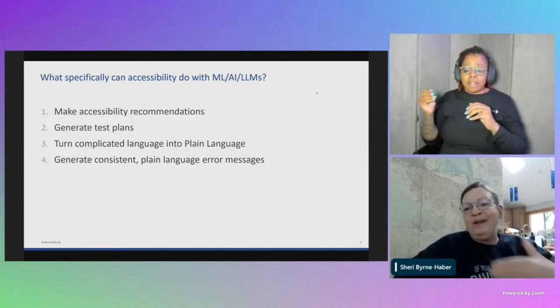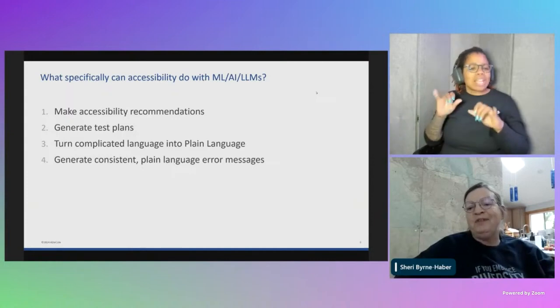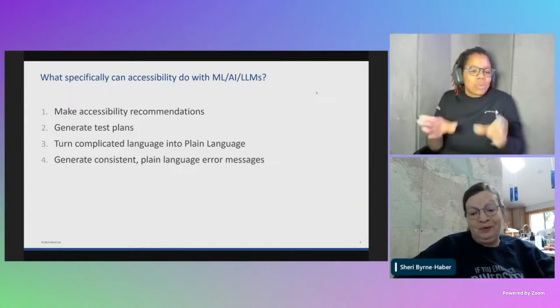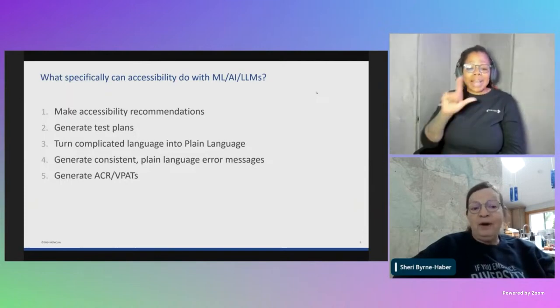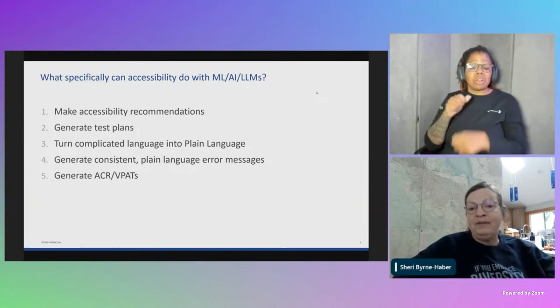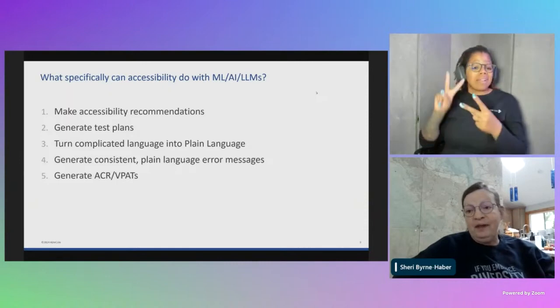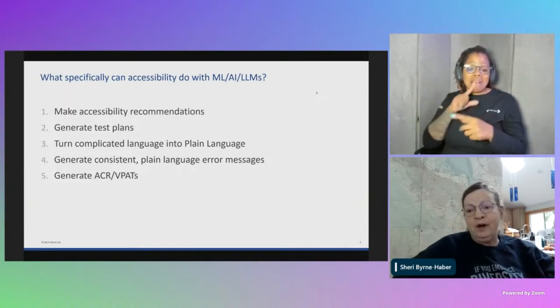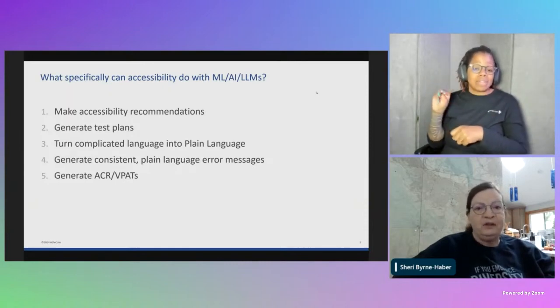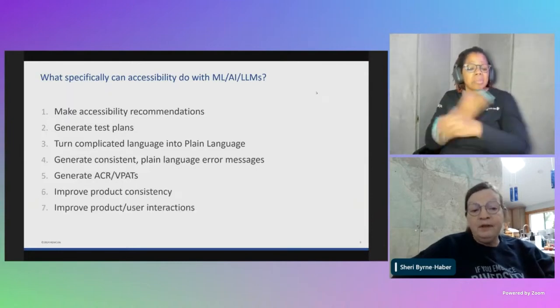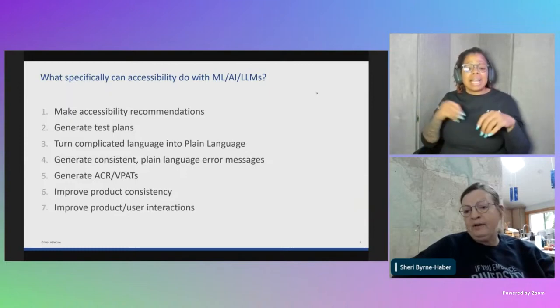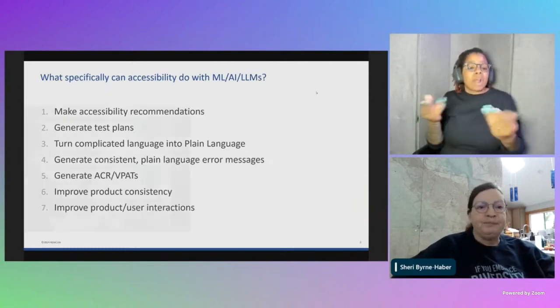You want everybody to write the same kinds of error messages the same way to make it easier for your users. LLMs can generate ACRs and VPATs. That is something that I actually implemented at VMware, and I'll talk about how we did that a little bit later. It can improve product consistency, and it can improve product and user interactions.